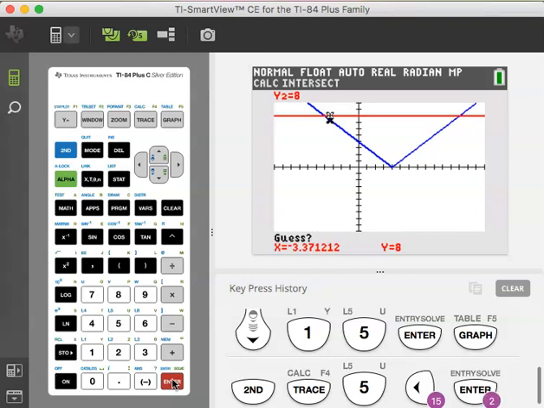And then Blinky is always playful. Always wants me to take a guess. No, Blinky, I'm using you because I don't want to take a guess. So I hit enter. And Blinky tells me this is x equals negative 4. That's what I had. And if I want to make sure on the other one, I do the same thing.